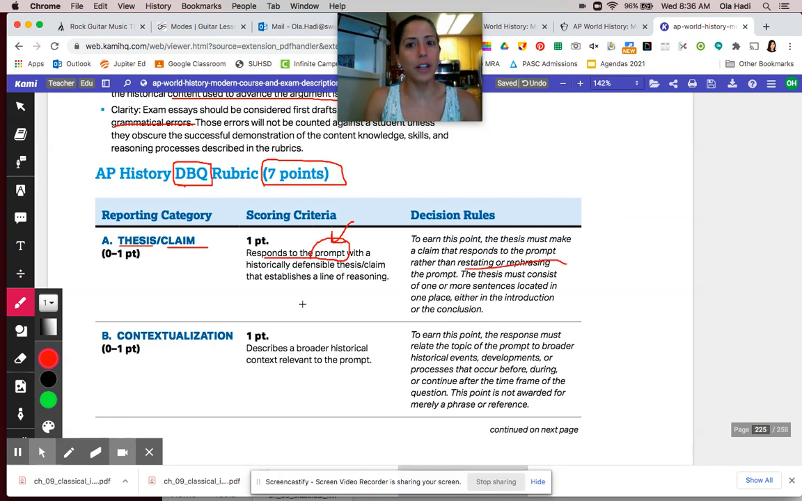And the other problem is in the past, the way they graded the thesis depended on a lot of factors, but they used to grade it differently. So some years it wouldn't count if it was more than one sentence or it didn't have a time and a place. For the last few years, the College Board has said it must be in the introduction or in the conclusion. So your best bet is to put it in both places.